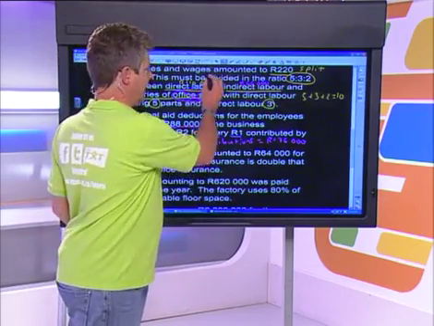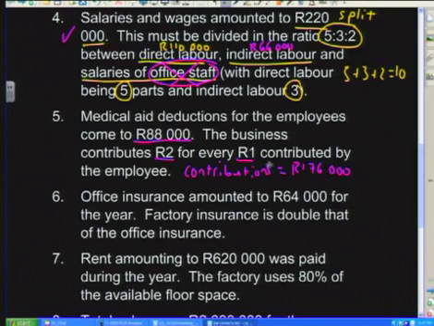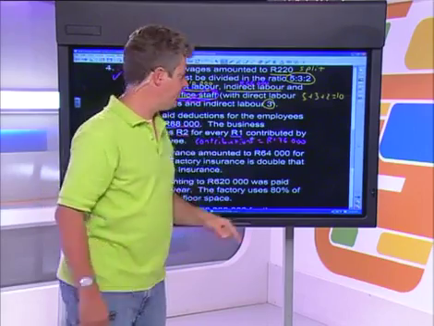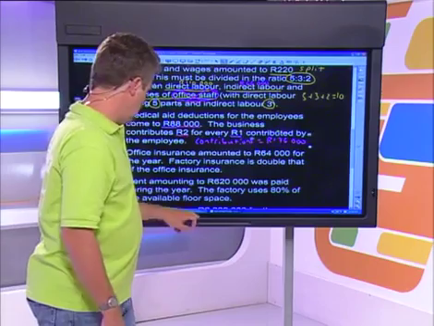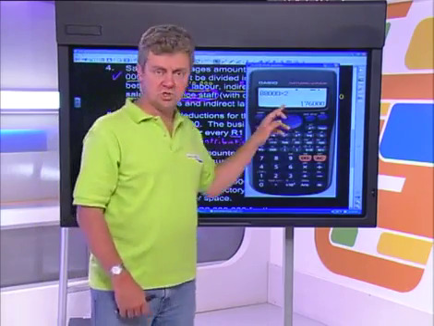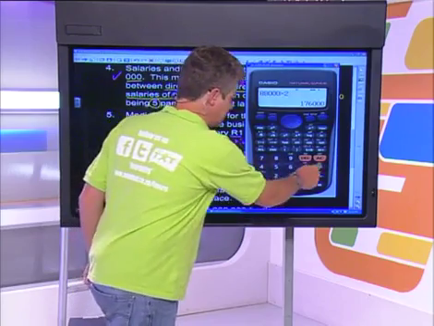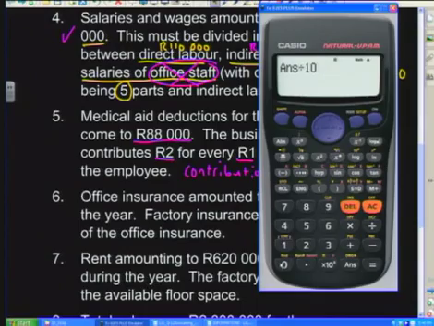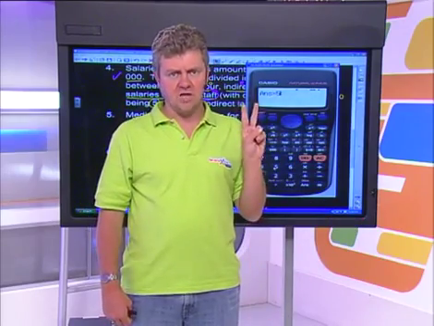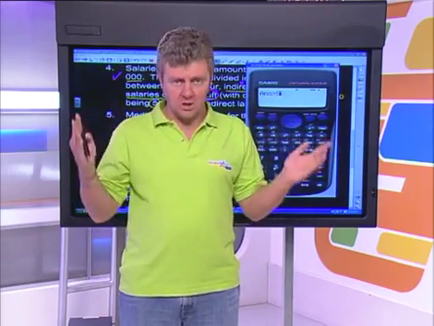We can always assume that if the salaries and wages were split in the ratio 5:3:2, the contributions should also be split in the ratio 5:3:2. So we're going to do the same calculation. Out of this 176,000, we need to work out what part belongs to our direct laborers. The way we do that is we divide it by 10, because there are 10 parts, and that gives us 17,600. And just like in the previous question, we multiply this answer by 5, because 5 parts belong to direct labor, 3 parts belong to indirect labor, and only 2 parts belong to the office staff, which, remember, we are not going to include.